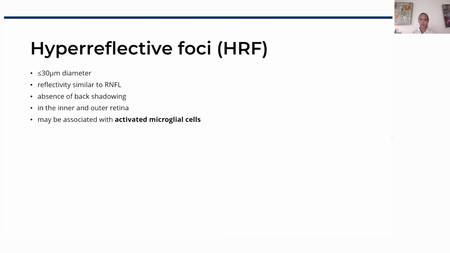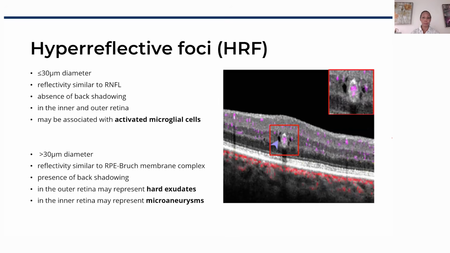Hyperreflective foci that are less than 30 microns in diameter, with reflectivity similar to the retinal nerve fiber layer and no back shadowing, usually found in the inner and outer retina, may be associated with what are called activated microglial cells, possibly some element of inflammation here.